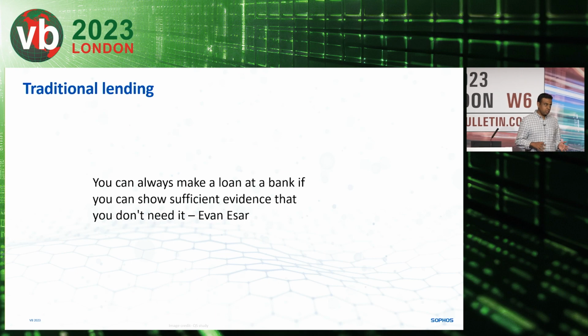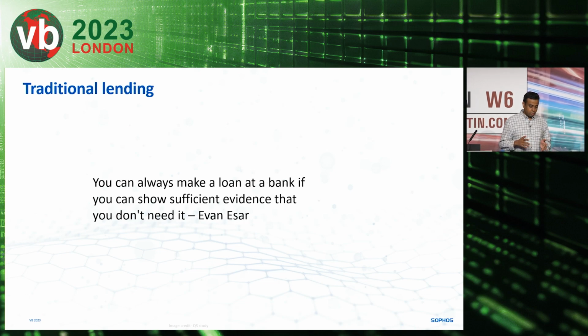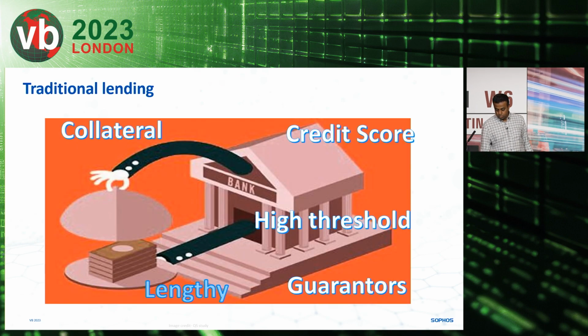Before we understand digital lending apps, we need to understand traditional lending. If you want to take a loan at a bank, especially in developing countries, you should show sufficient evidence that you don't need it. That means you need some kind of assets or collateral, like land or gold. You need a high credit score, and if you're employed, you need a high income to get a loan. And the process is really lengthy.